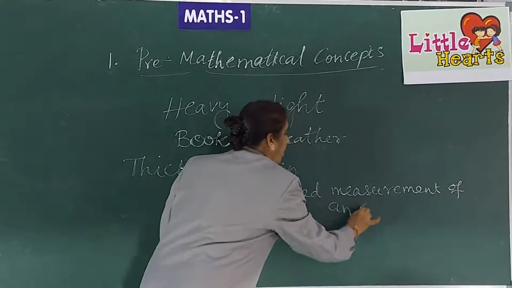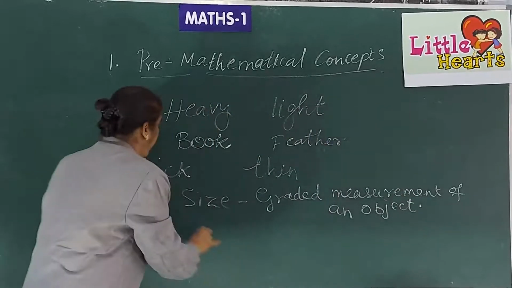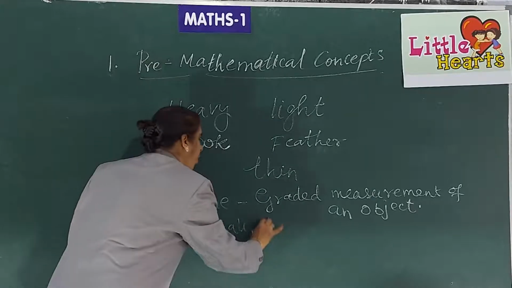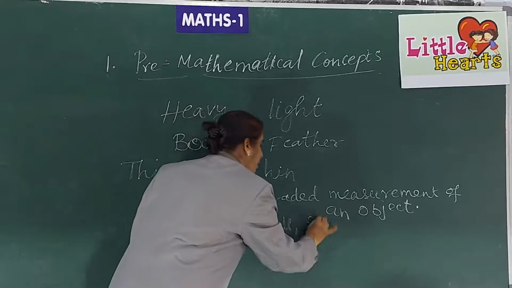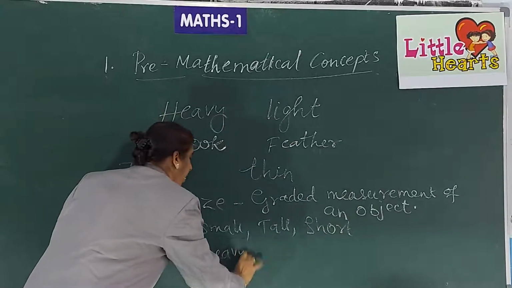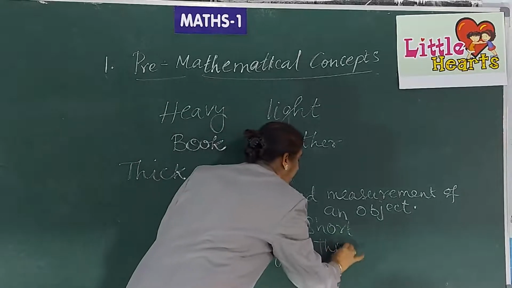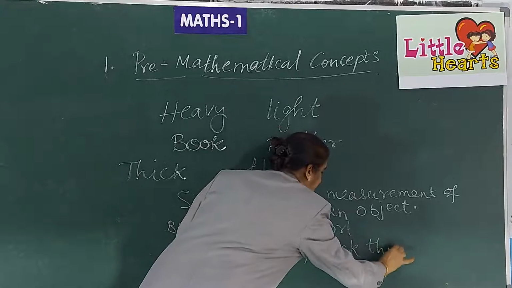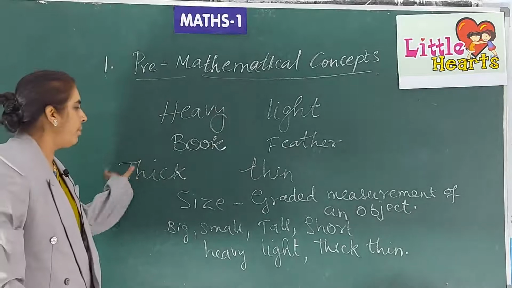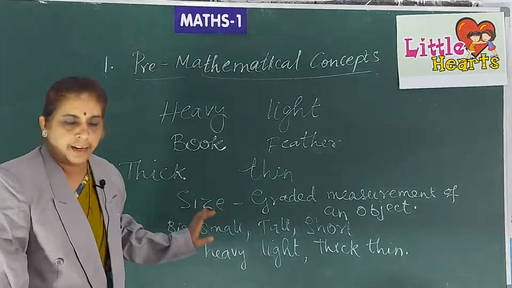Of an object, that is big, small, tall, short, heavy, light, thick, thin. These are the things which you have to consider regarding the size of an object or thing.